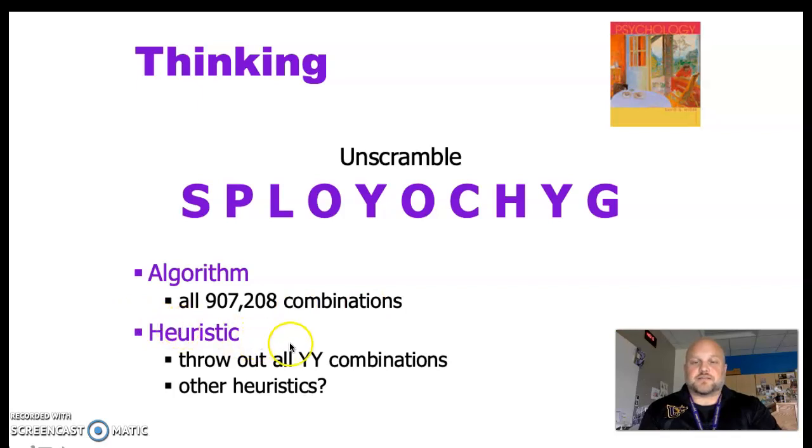And then with heuristics, you would throw out things like, well, there aren't any words that start with two Y's, at least to my knowledge, so you could throw those out. So these would just be ways of trimming how much time you had to spend trying to figure out what the right answer would be. So algorithms guarantee success, but they're slower. Heuristics, they don't guarantee success, but they're right most of the time, and they're quicker.